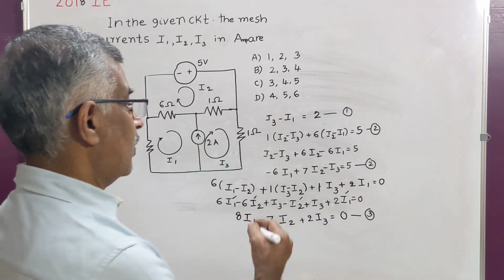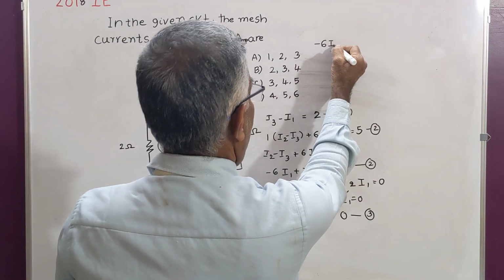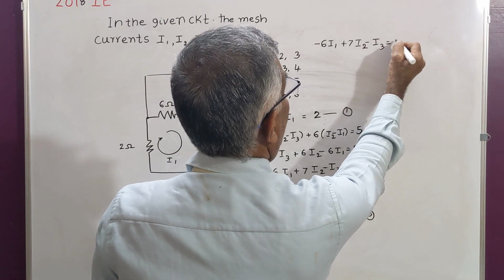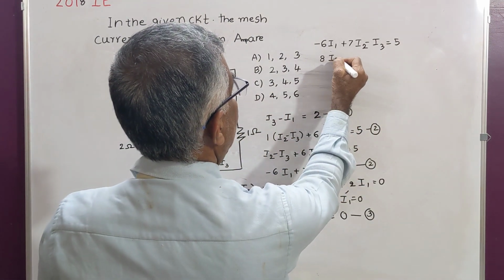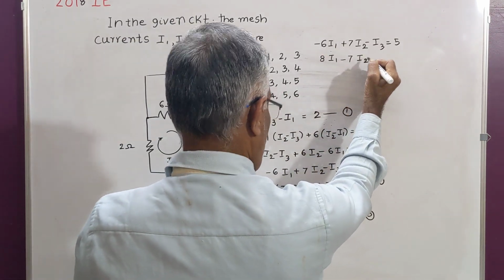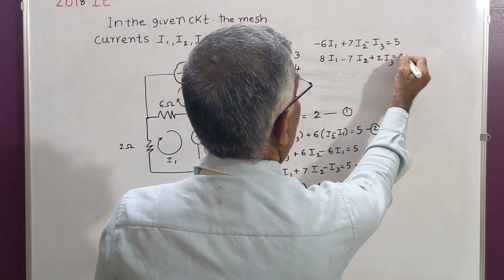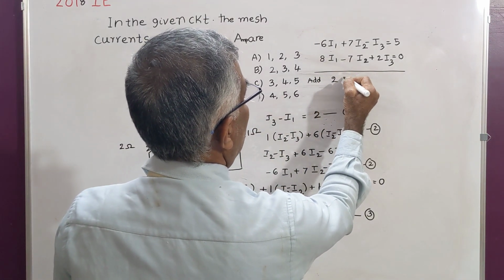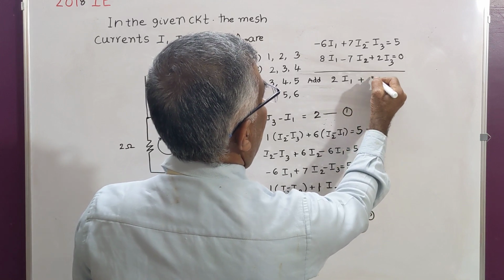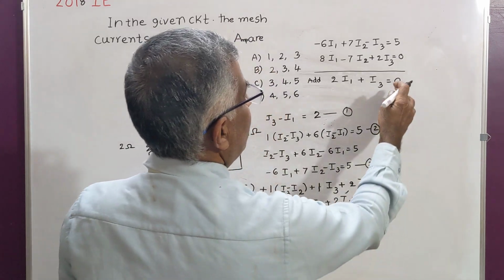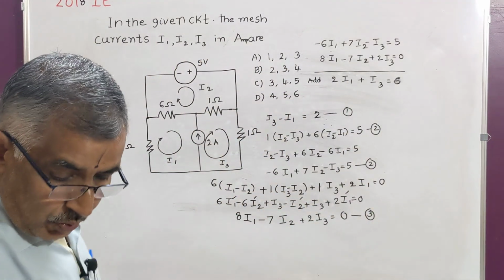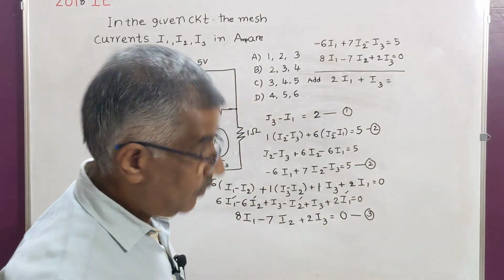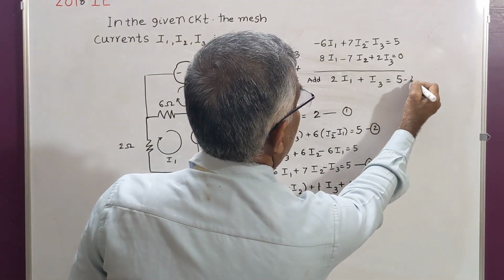Now we have to solve 2 and 3. If you solve 2 and 3, minus 6I1 plus 7I2 minus I3 equal to 5, and 8I1 minus 7I2 plus 2I3 equal to 0. Add. On adding, we get 2I1 plus I3 equal to 5. Call this equation number 4.